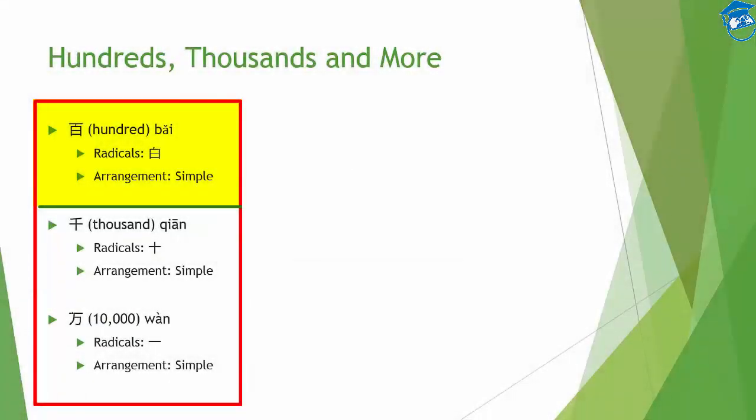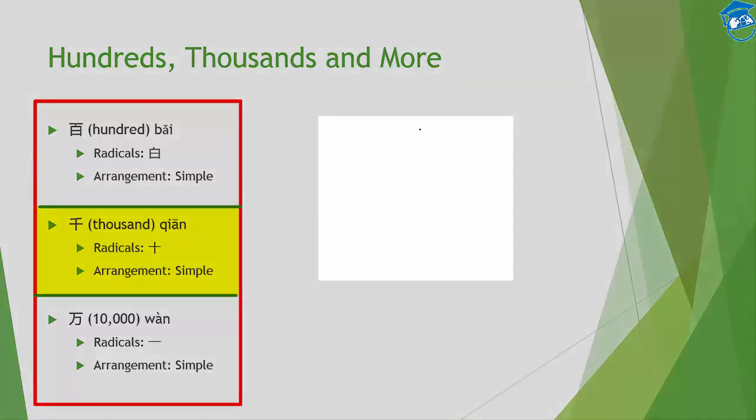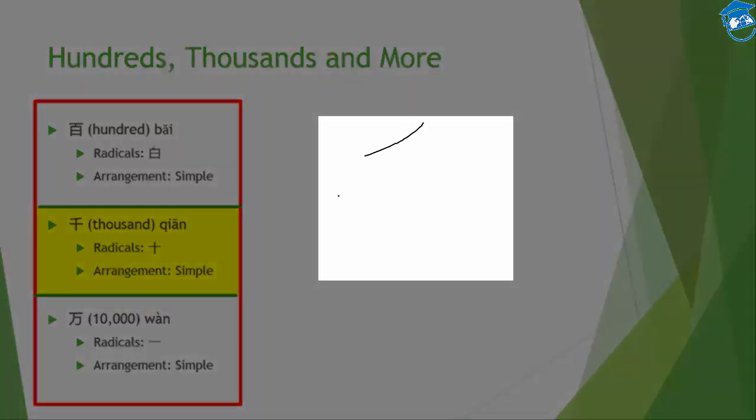The next one is 1000, 千, and the radical is like 10. The arrangement is simple. So 千, here's how I write it. 1, 2, 3, 千.